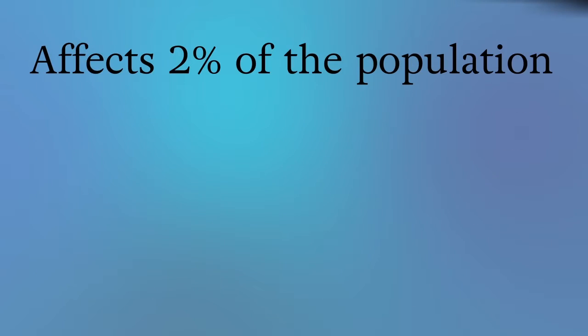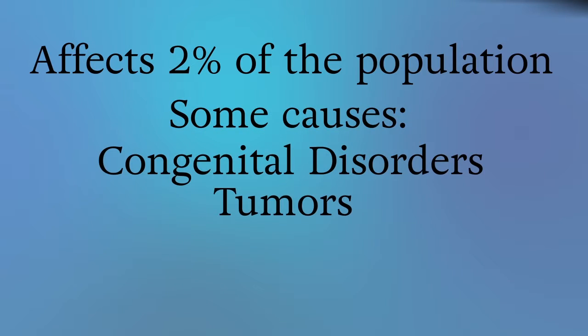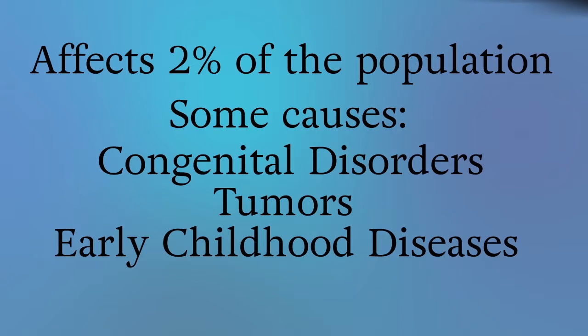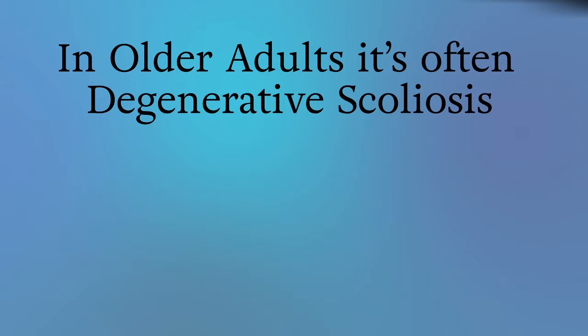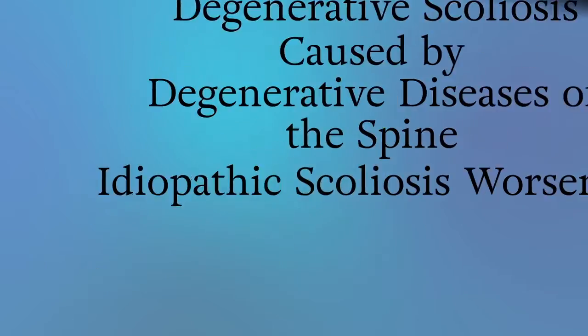Scoliosis generally affects 2% of the population and can be caused by a number of things, such as congenital disorders, tumors, and other early childhood diseases. Scoliosis in older adults is often degenerative scoliosis, caused by degenerative diseases of the spine or idiopathic childhood scoliosis not worsening until later in life.